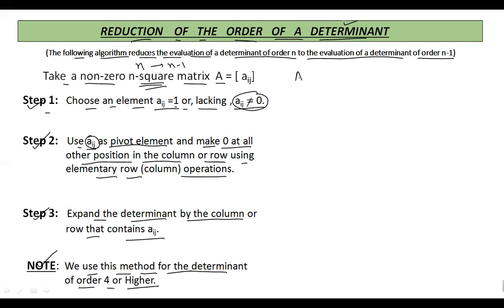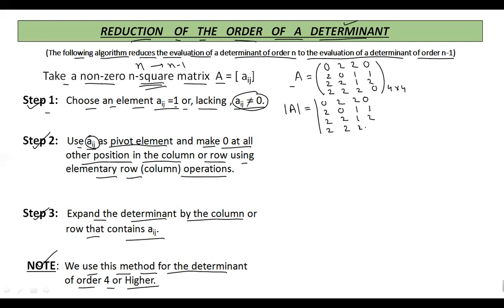Here I take a matrix A such that, say, the rows are 0, 2, 2, 0; 2, 0, 1, 1; 2, 2, 1, 2; and the last row 2, 2, 2, 0. This is a 4 order square matrix. Now we need to find the determinant of A. We need to find the value of this determinant.